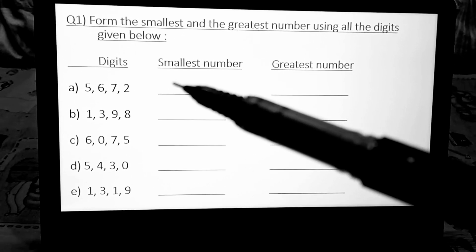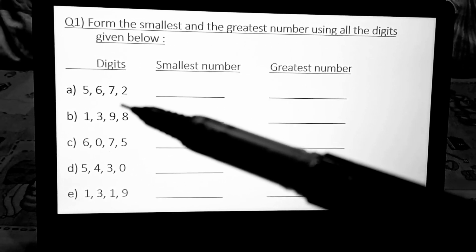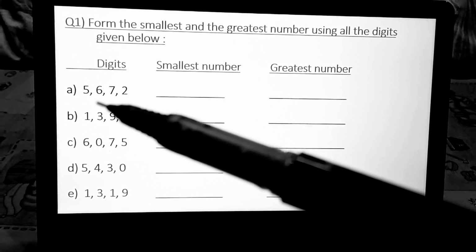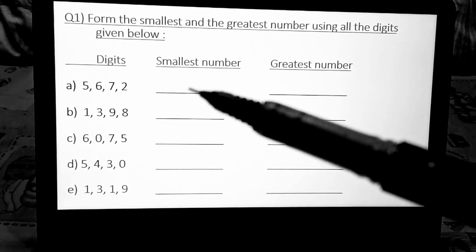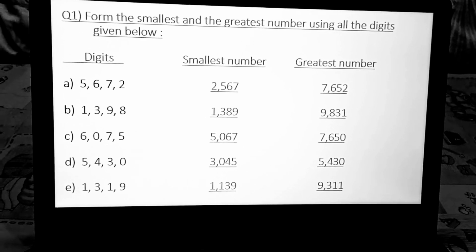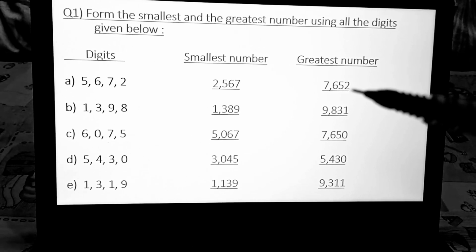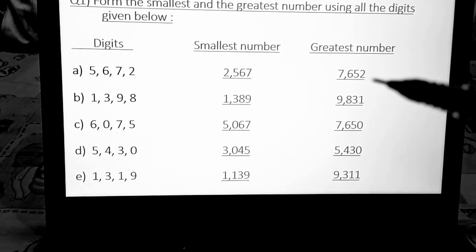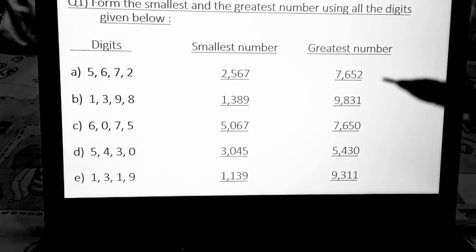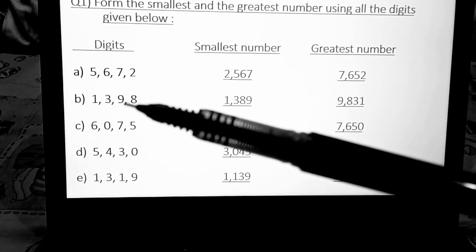So start forming the number, that is the smallest number. You tell me which is the smallest digit here. Yes, 2, then 5, then 6, then 7. So our smallest number is 2567. Now this is time to form the greatest number. So our greatest number is 7, 6, 5, 2. So you write here 7, 6, 5, 2. That is 7652.